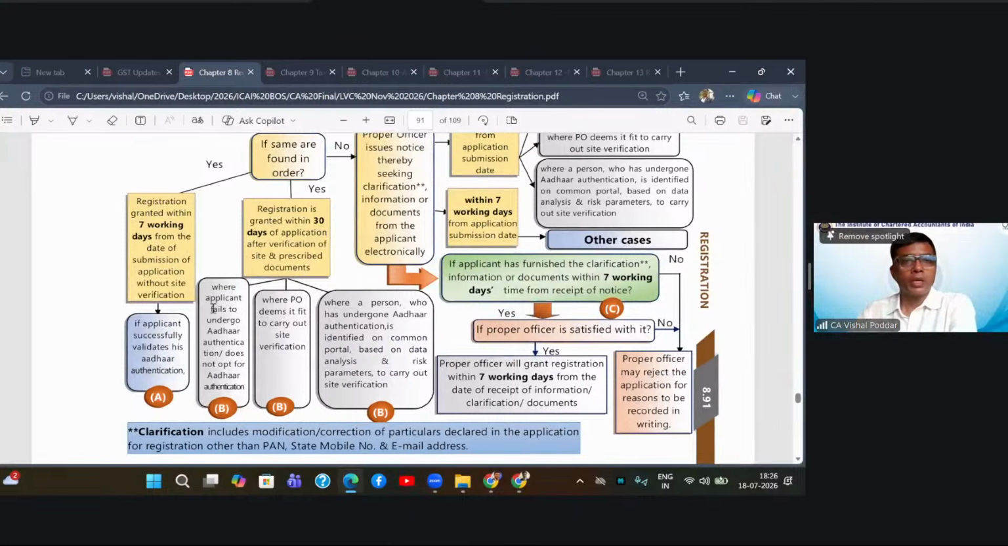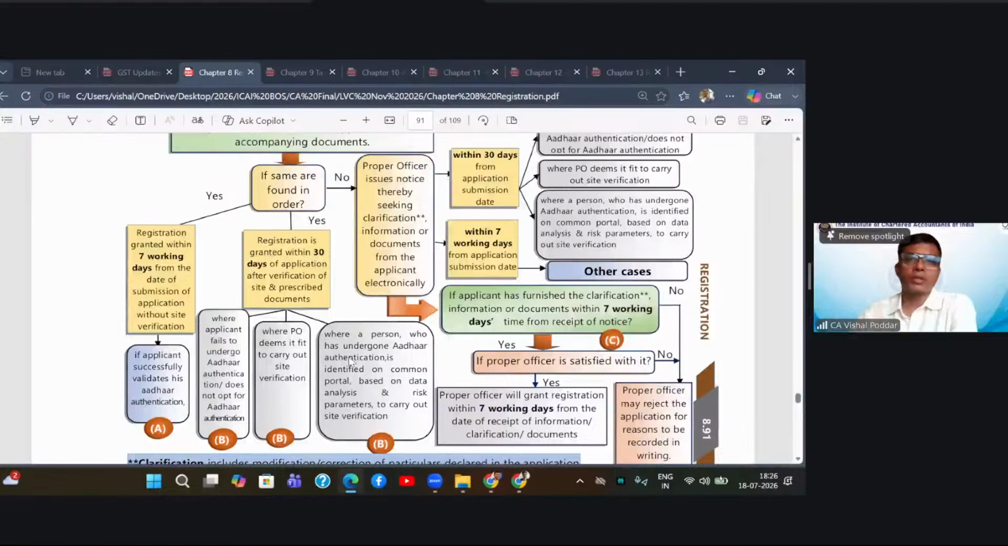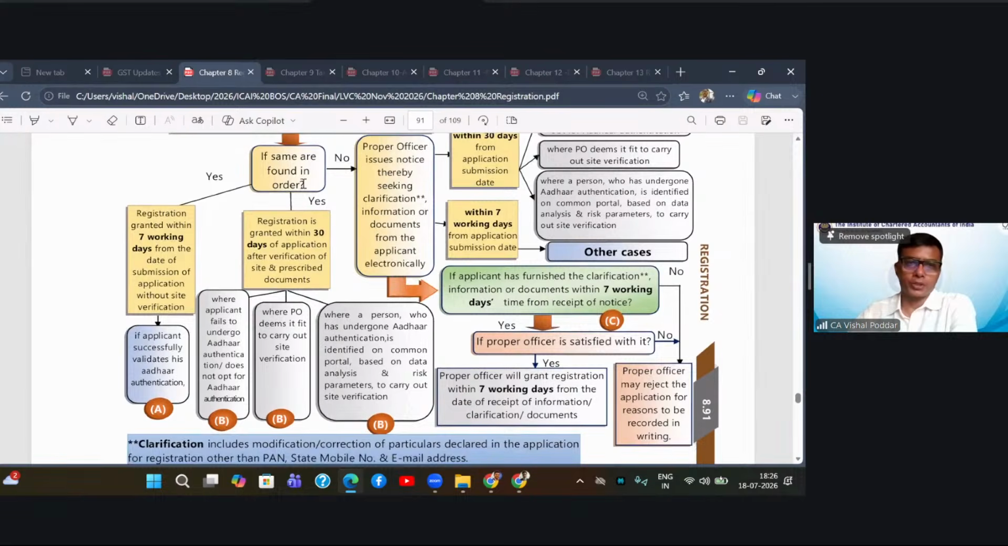When will this happen? Where the applicant fails to undergo Aadhaar authentication or does not offer Aadhaar authentication, or where the proper officer deems it fit to carry out the site verification, or where a person who has undergone Aadhaar authentication is identified on the common portal based on data analytics and risk parameters to carry out site verification. In any of these 3 scenarios, site verification, that is physical verification of your place, is conducted, and in that case, within 30 days of application, you will be granted registration.